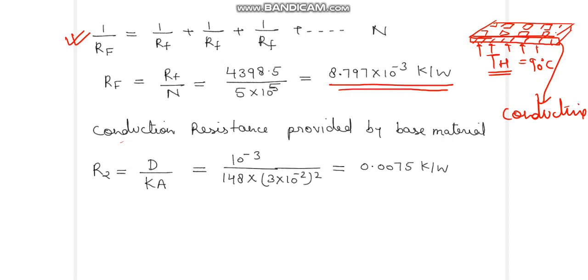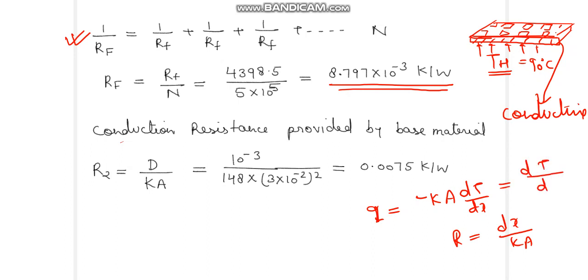We know from Fourier's law that Q is equal to minus k dT over dx. So R equals dx over k. We know the dimension, this is equal to D. So D upon k can be treated as the thermal resistance offered by this base plate. This can be found out by this method.